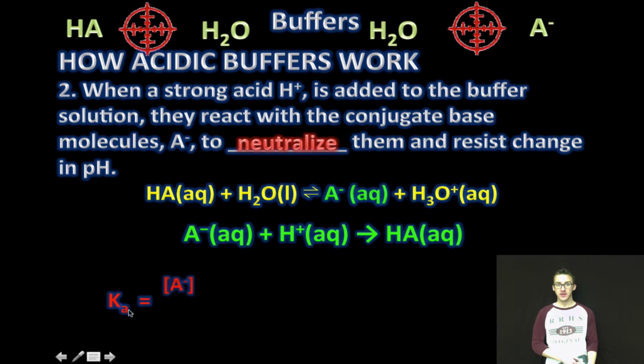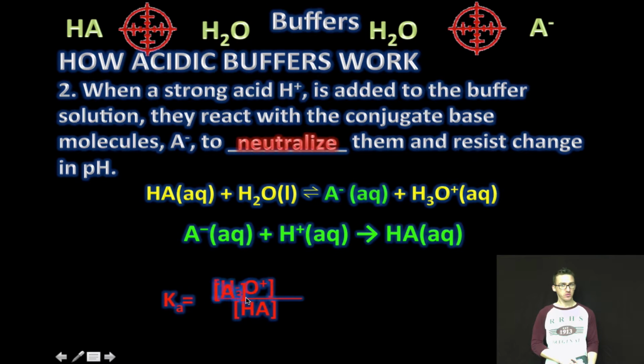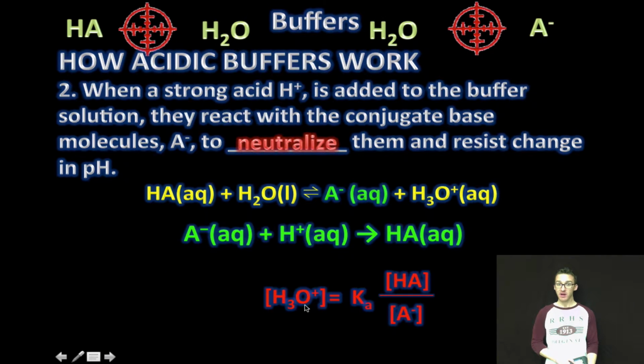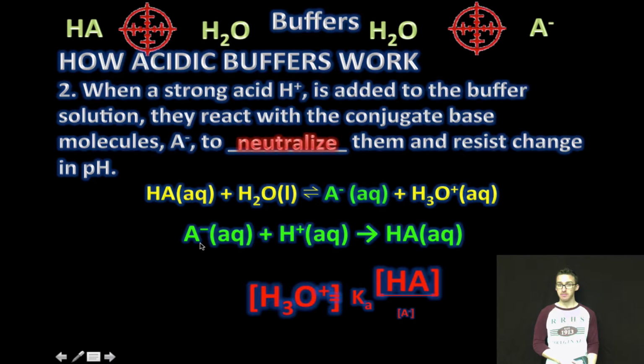So again, think about your Ka expression for this buffer system, rearrange it to solve for hydronium ion concentration. Again, sure, we're going to form some additional HA because we're going to use up some of our conjugate base to neutralize that added hydronium. So sure, our hydronium ion will increase ever so slightly, but imagine if there were no conjugate base there to neutralize it. The pH would just blow up.